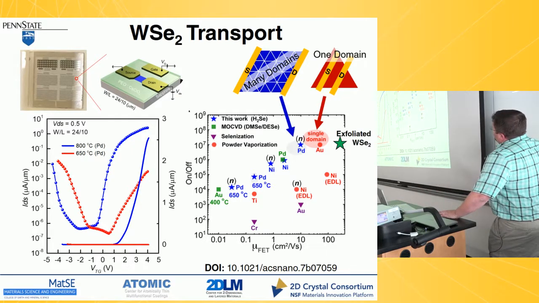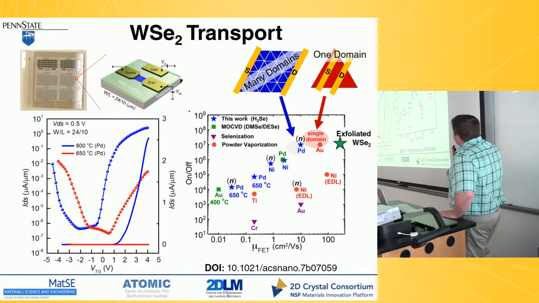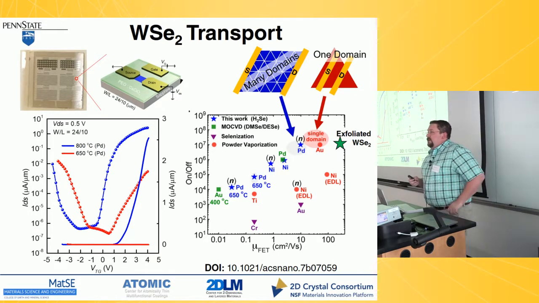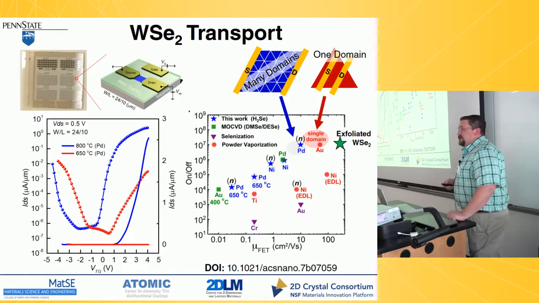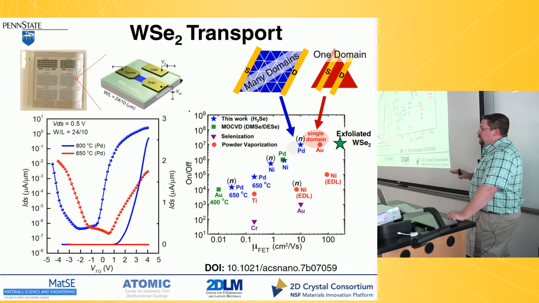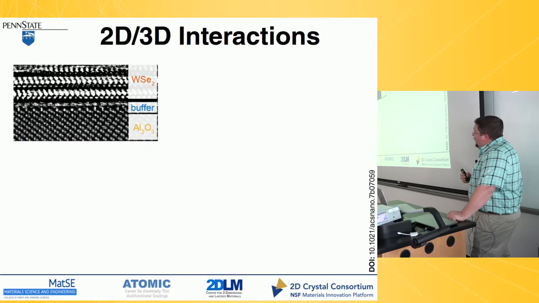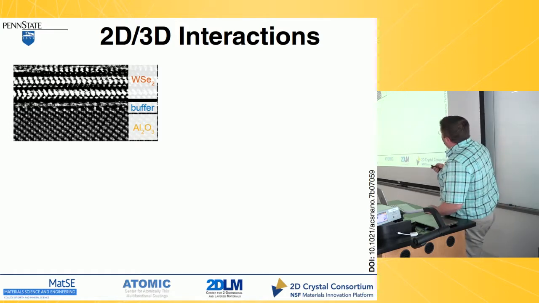The problem is if we look at this as grown and you look at exfoliated, it's still another 10x higher, right? When you look at the literature. So we wanted to understand what is going on in this particular case. Why aren't we, if we're doing such a good job of understanding epitaxy, why aren't we up here? And that really comes back to 2D, 3D interfaces, and what's happening at the interface.